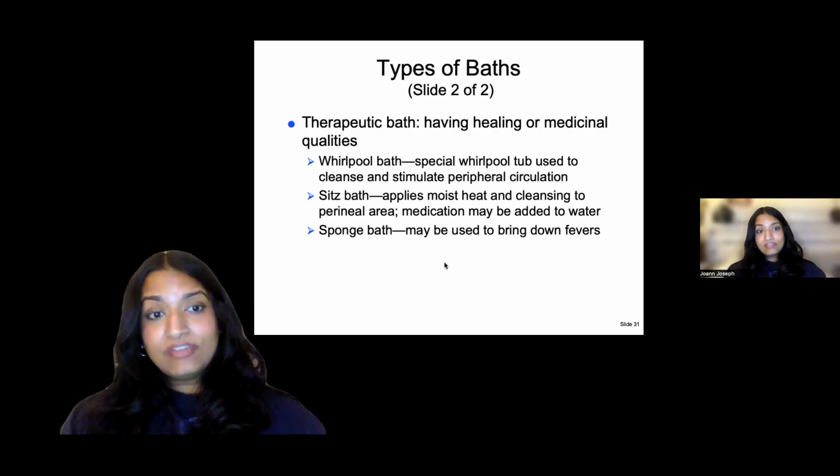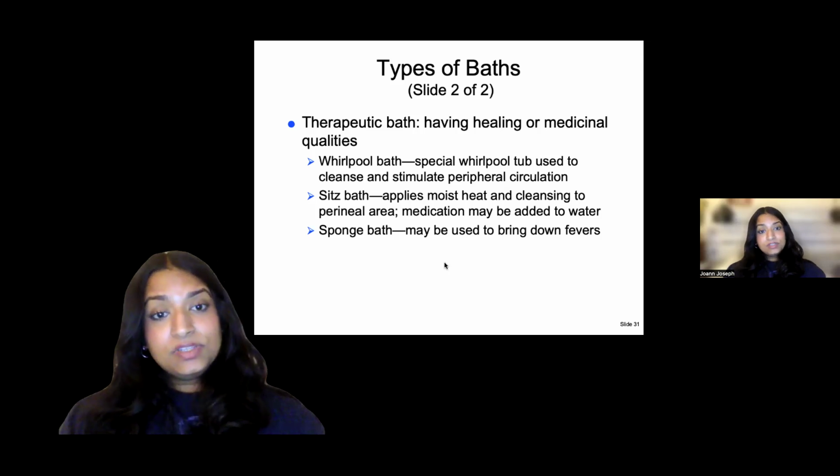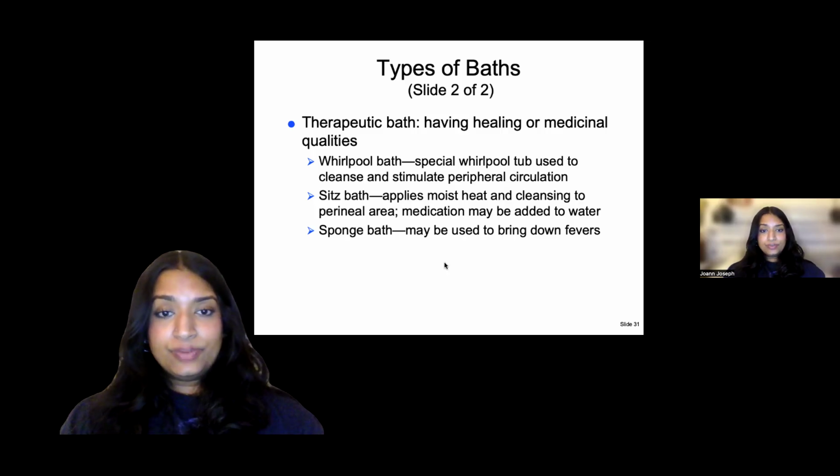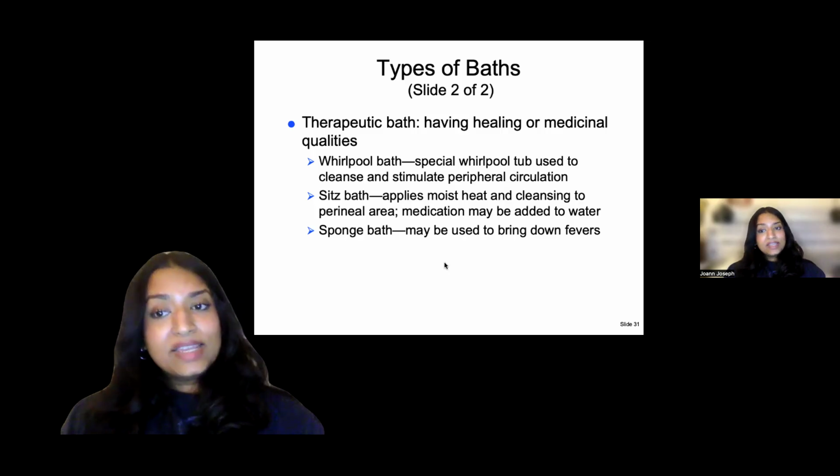Sometimes patients who have hemorrhoids use this as well. So you will see this. And sometimes you can add medication directly into the water. Then you have a sponge bath. This may be used to bring down fevers. So sitz bath, the purpose here is to apply moist heat and clean usually the perineal or anal area.